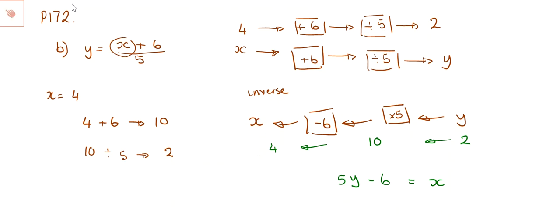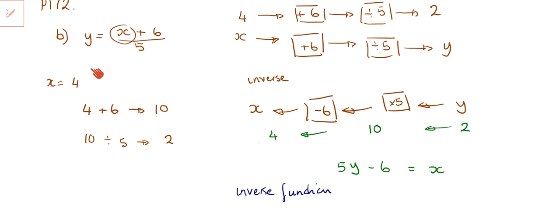How do I complete my inverse function then? What is it? You switch. So we swap the x and the y, and it becomes 5x minus 6 equals, and that could go on the front if you like. Yeah. So the inverse function of this is y equals 5x minus 6.